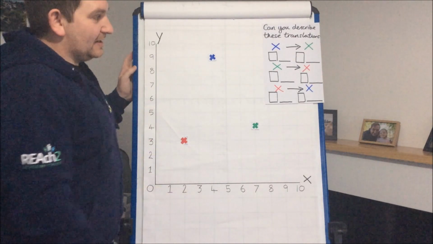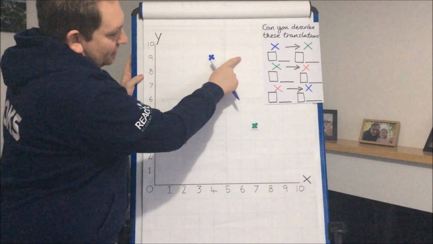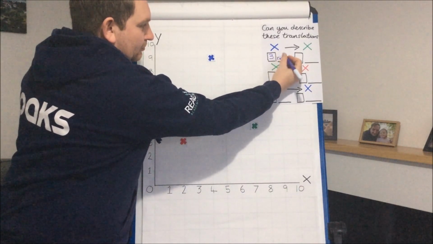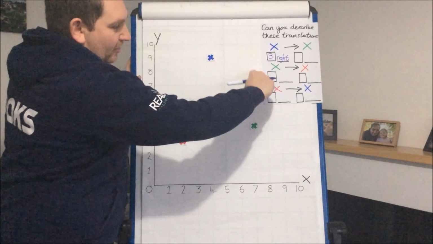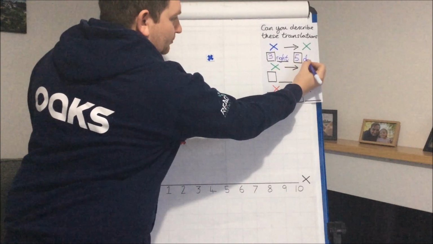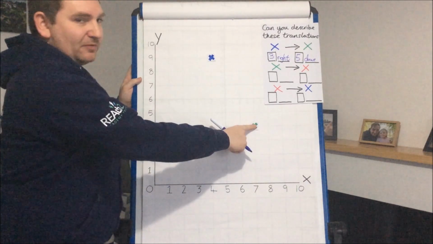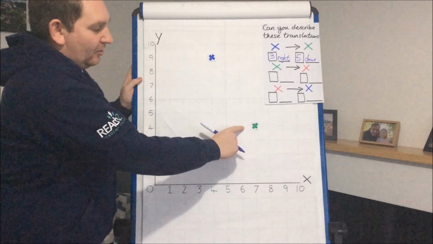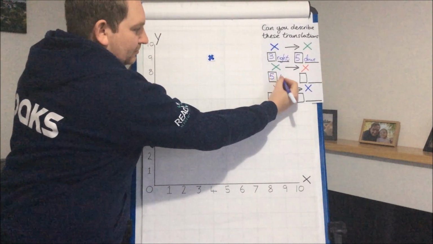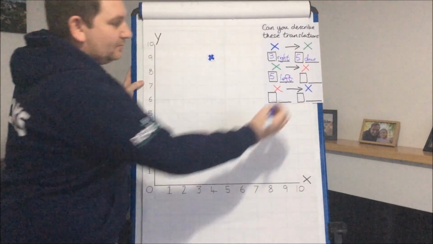Right, so let's go over those answers. From our blue point to our green point, we move 1, 2, 3 to the right, and then we go 1, 2, 3, 4, 5 down. From the green point to the red point, we move 1, 2, 3, 4, 5 points to the left, and then we move 1 down.